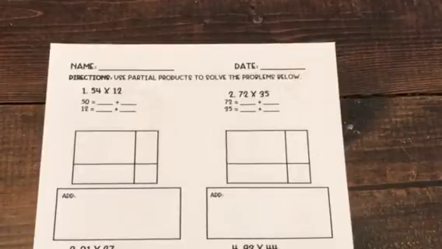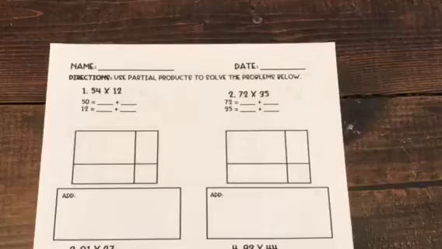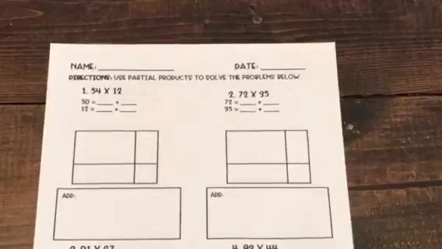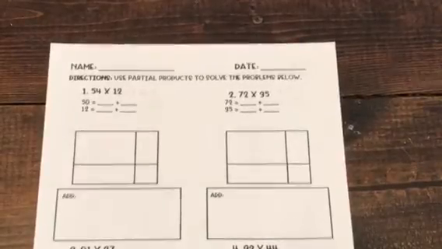So today you're going to work on using partial products or box multiplication. Before you start the activity I have for you, I'm going to have you watch me do some and you follow along. Now, let's say that you have the problem 54 times 12.